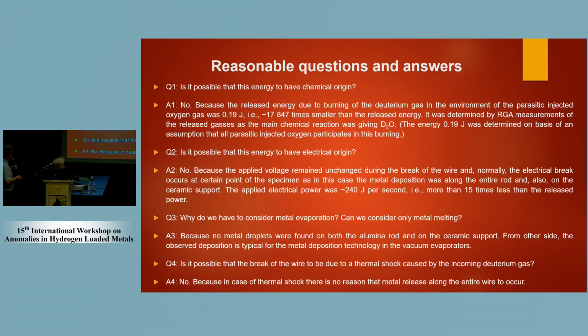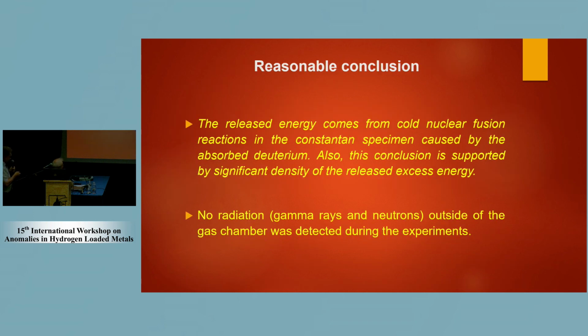So now, a reasonable conclusion. The released energy comes from cold nuclear fusion reactions in the constant specimen caused by the absorbed deuterium. Also, this conclusion is supported by the significant density of the released excess energy. As I mentioned, about 2,500 joules per gram was the released energy. Or, if somebody doesn't believe a cold nuclear fusion origin, then somebody must consider that we are having energy coming from an unknown origin.